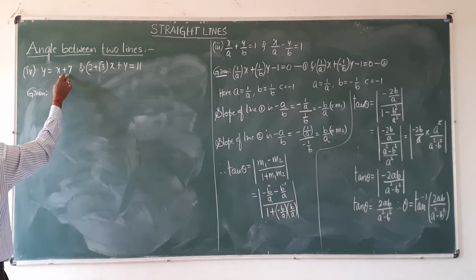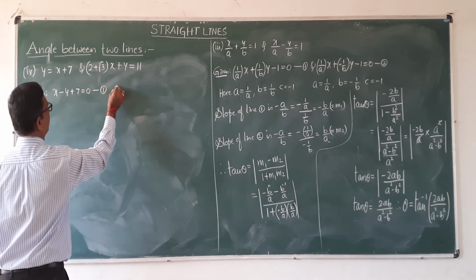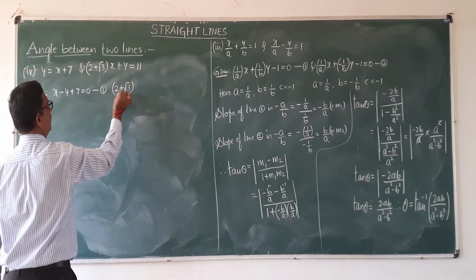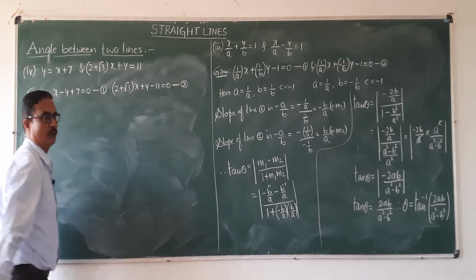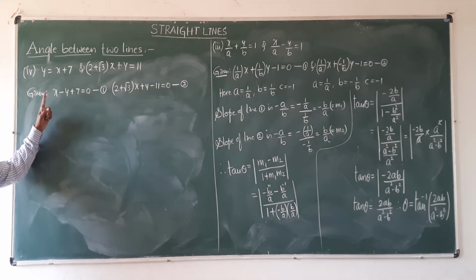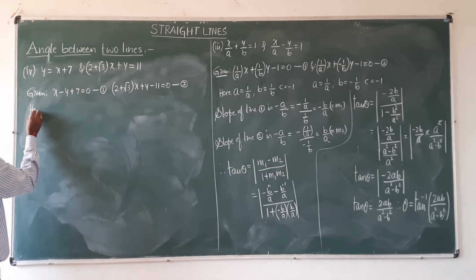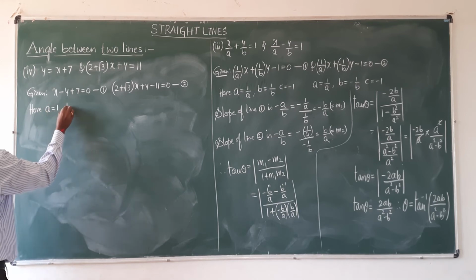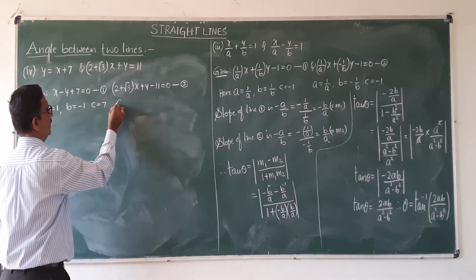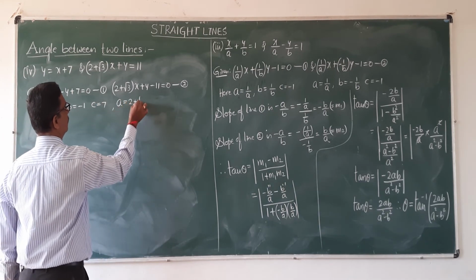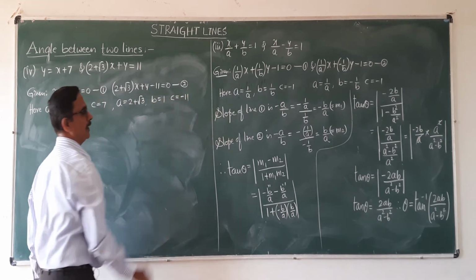rearrange. X plus 7 is equal to y, or x minus y plus 7 is equal to 0. Here (2 plus root 3) into x plus y minus 11 is equal to 0, equation 2. Clearly it is in the form ax plus by plus c is equal to 0. Here, for line 1, a value is coefficient of x, 1, b value minus 1, c value 7, whereas line 2, a value 2 plus root 3, b value coefficient of y, 1, c value minus 11.